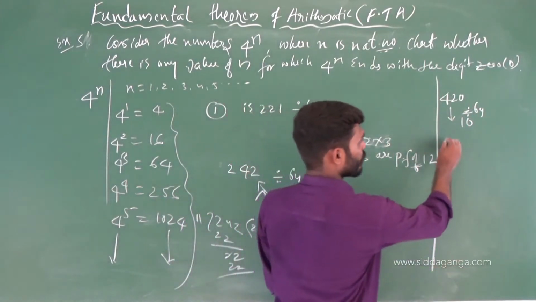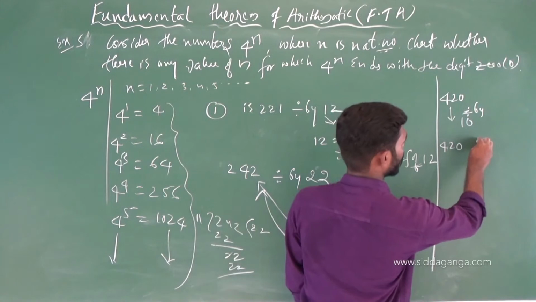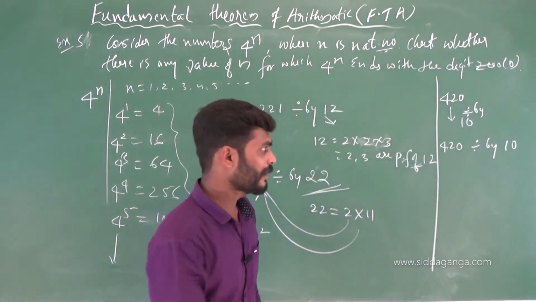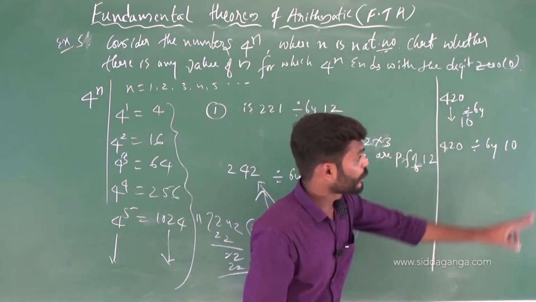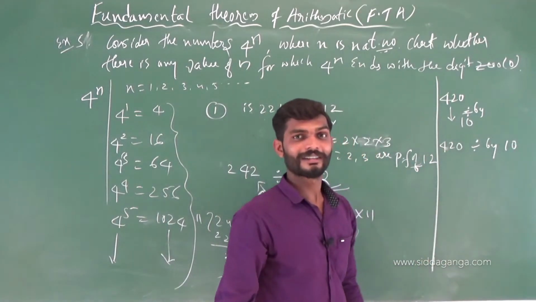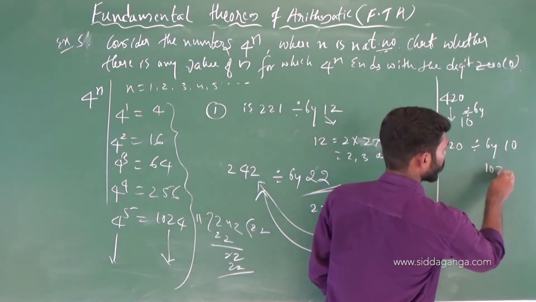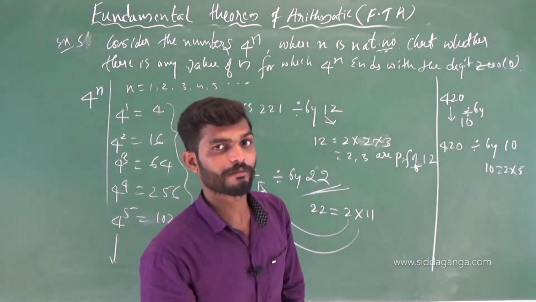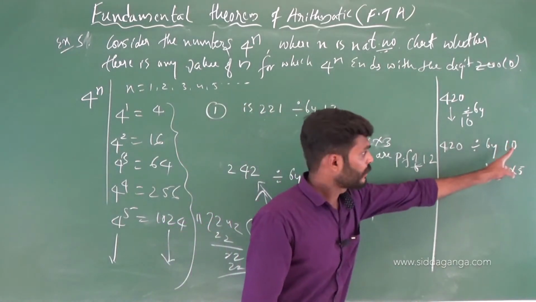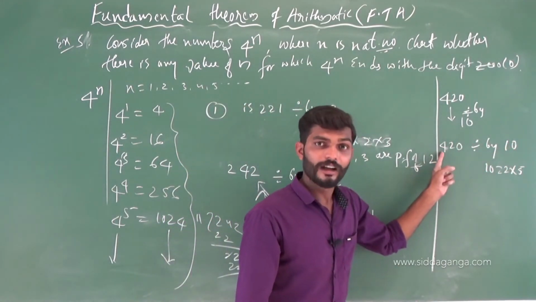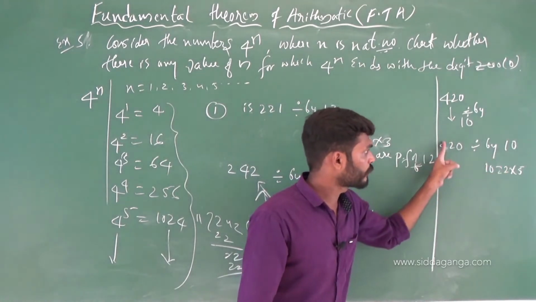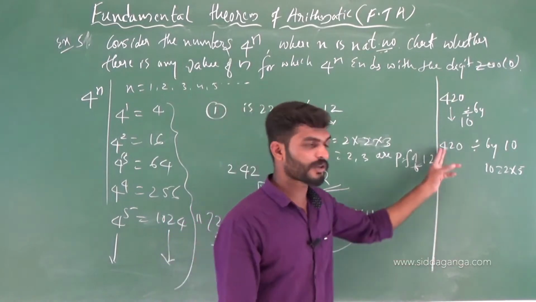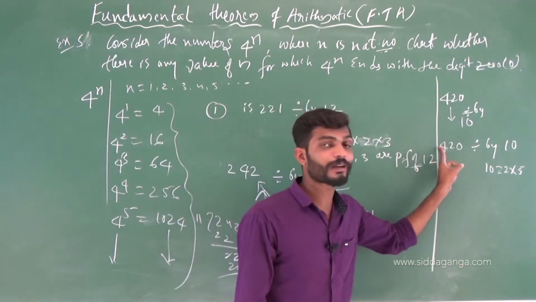Now tell me, 420 can be divided by 10. That means it should be divided by the prime factors of 10. What are the prime factors of 10? 2 into 5. That is, 2 and 5 are the prime factors of 10. Now, if I want to say 10 divides 420, I have to check whether 2 divides 420 and 5 divides 420. If both 2 and 5 divide 420, then I can say it can be divided by 10.